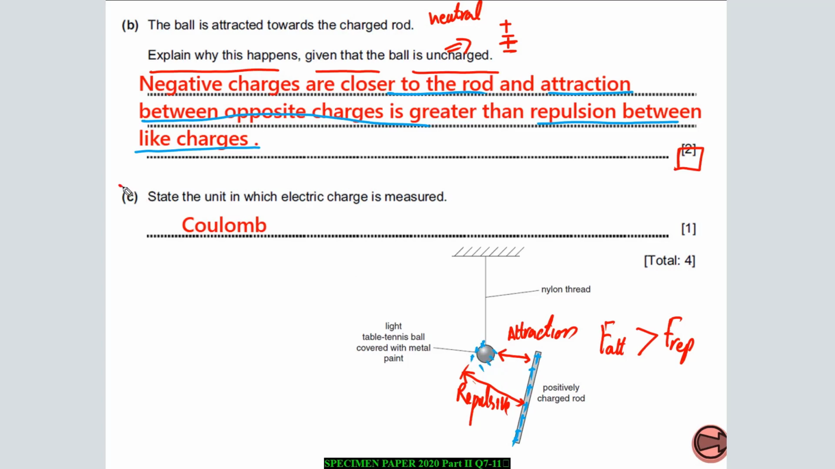So the next question is a very simple one, simply asking you to state the unit. Electric charge has the unit coulombs, and often we write capital C because this is after the name of a scientist. So this is how we can answer this question.